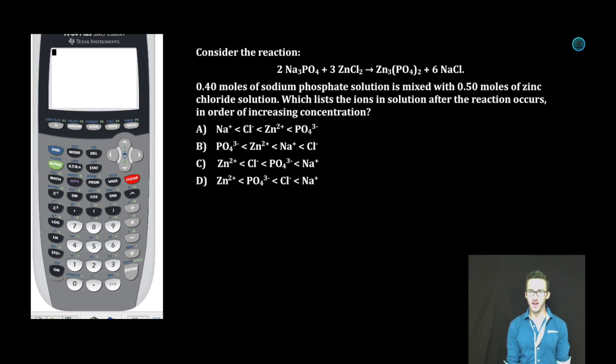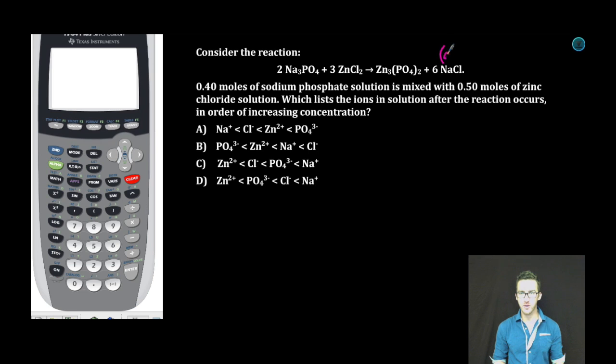Ready for another one. Consider the reaction. Boom. 0.40 moles of sodium phosphate solution is mixed with 0.50 moles of zinc chloride solution. Which lists the ions in solution after the reaction occurs in order of increasing concentration? Great example of a precipitation reaction here.